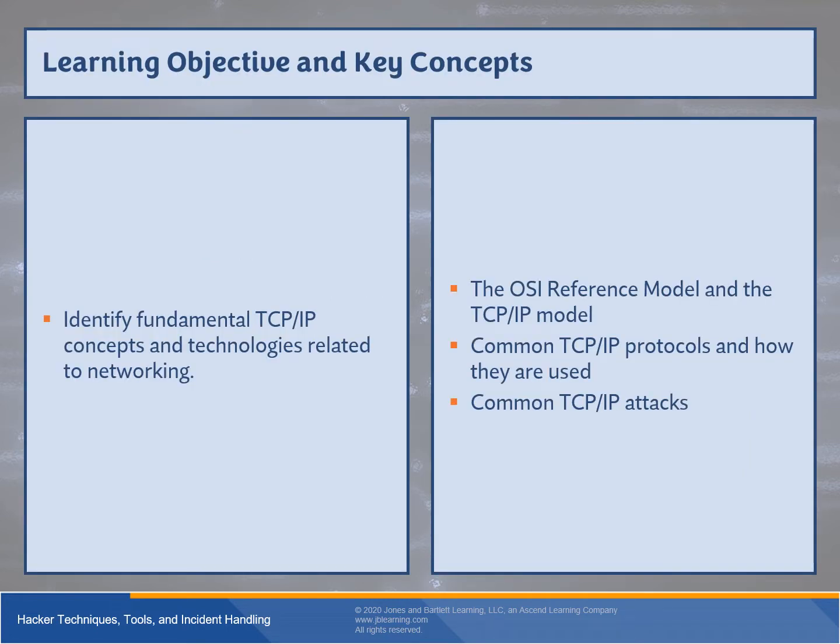So we're going to look at some fundamental TCP/IP concepts and technologies related to networking. We're going to review the OSI reference model, 7 layers, and the TCP/IP model, either 4 layers or 5, depending on your definition. We're going to look at some common protocols and how they're used, and we're also going to look at some common TCP/IP attacks.